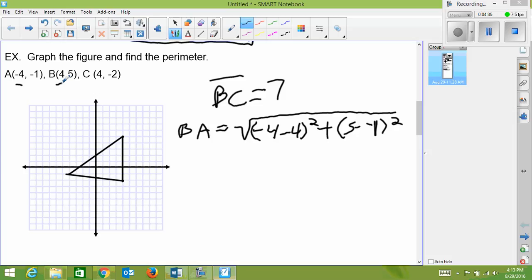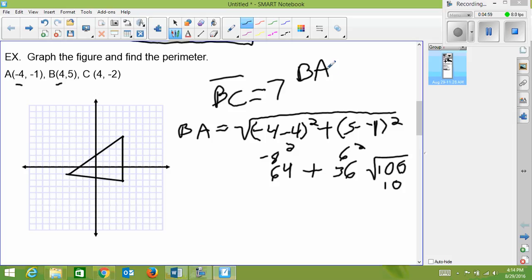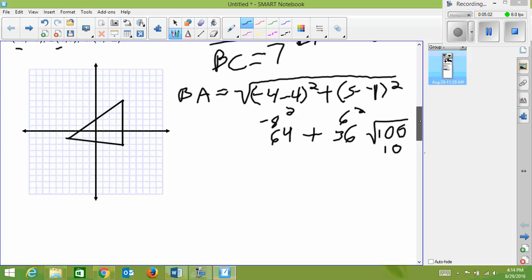So -4 minus 4 is -8. -8 squared is 64. 5 minus a minus 1 is like adding it, so it will be 6 squared, which is 36. If you add those two together, you get 100. And then I'm going to square root 100, which is 10. So then I know that side BA equals 10. That came out even, so that was good.